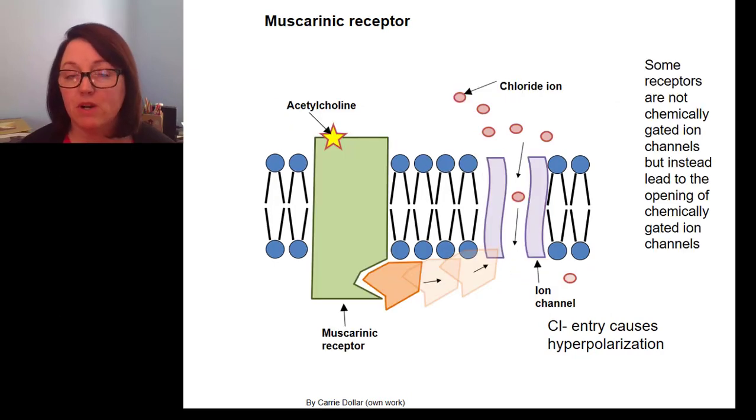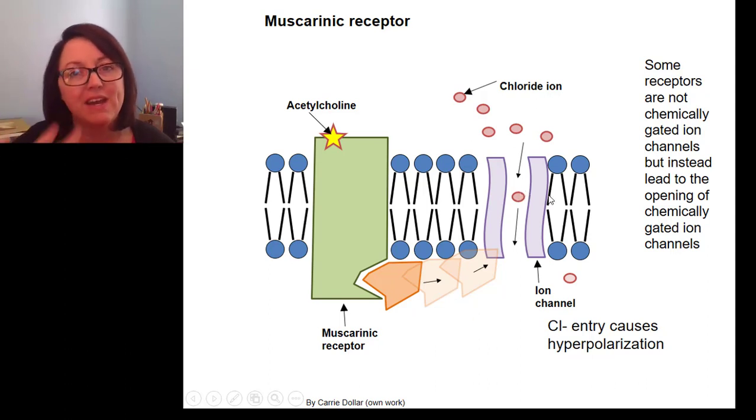Now here's the muscarinic receptor, and this is a little bit of a different situation. Here, the receptor is not a chemically gated ion channel. Most of the time, the neurotransmitter receptors are chemically gated ion channels, but not all the time. So the gray, boxy looking thing is representing our muscarinic receptor. And when acetylcholine binds to the muscarinic receptor, it activates something else inside the cell. And this something else opens a chloride ion channel.